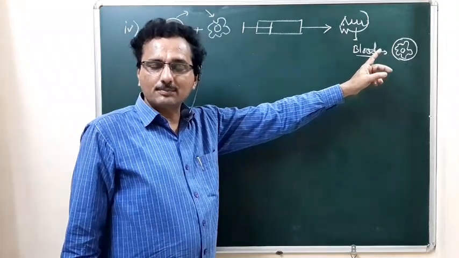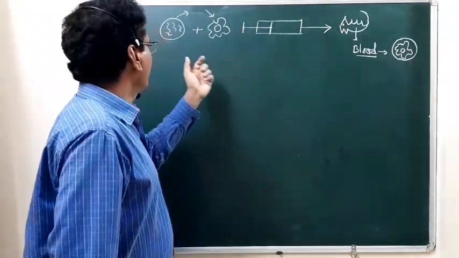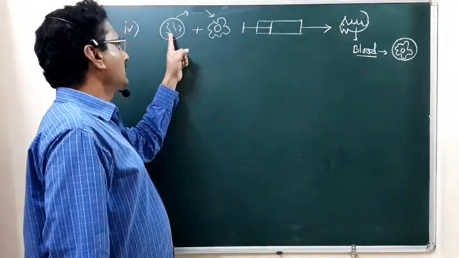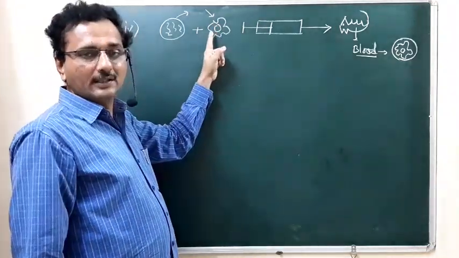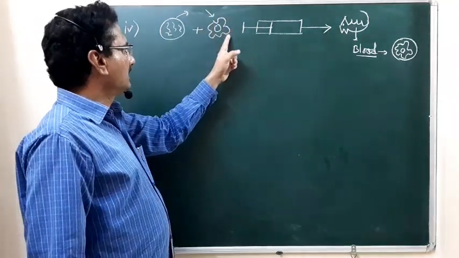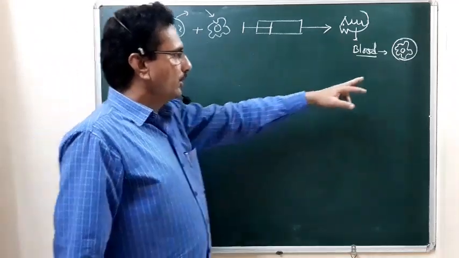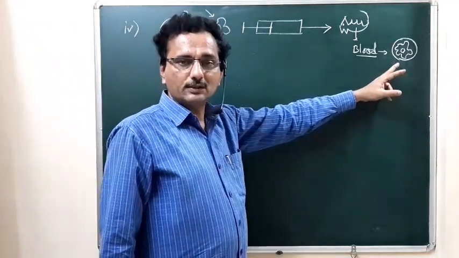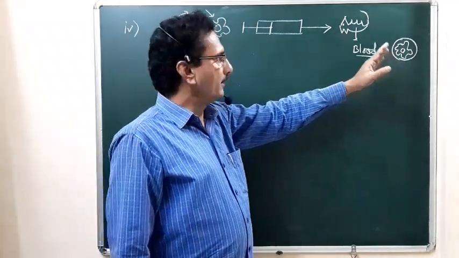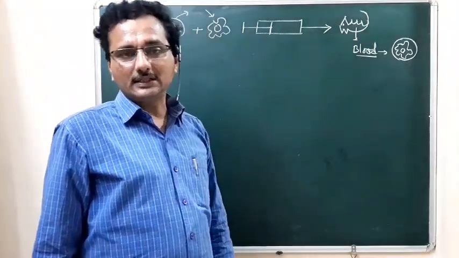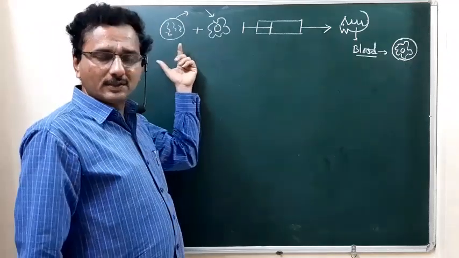So why does such a thing happen? It happens because something is transferred from the heat killed smooth strain to the rough strain, and that rough strain changes its property, in the sense that it synthesizes the capsule around itself, which means the rough strain is converted into smooth strain. And you know that the smooth strain is virulent, it has the capacity to cause disease, and that mice immediately died. So this was the fourth step of Griffith's experiment.